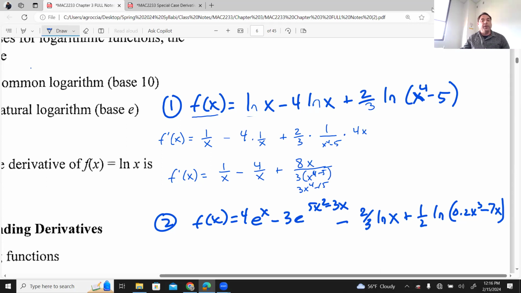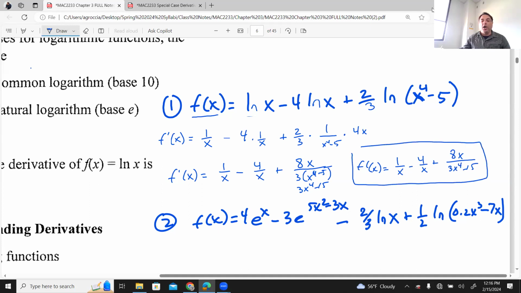There's a lot of different ways of writing this. But what I would probably do is leave it as 1 over x minus 4 over x plus 8x over 3x to the 4 minus 15. That's probably how I would leave it. But again, there are so many other ways that are also correct. I don't want to go too far down that road.